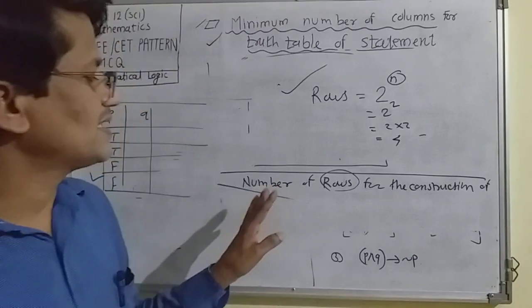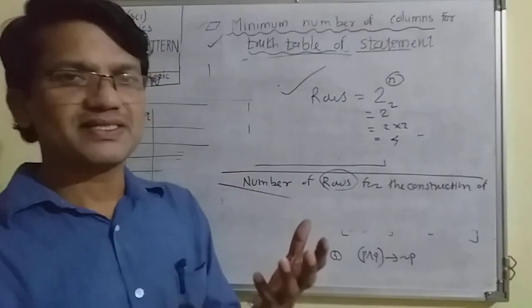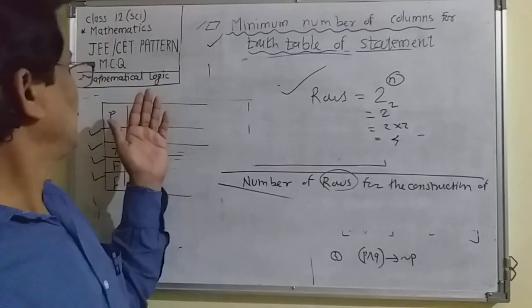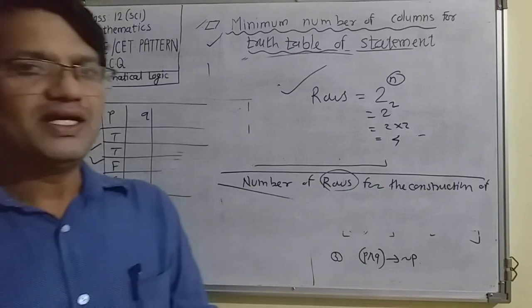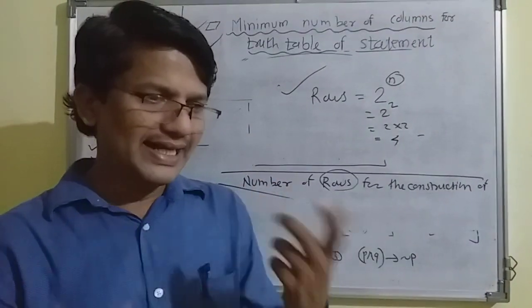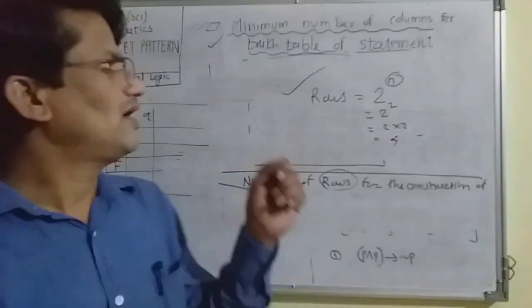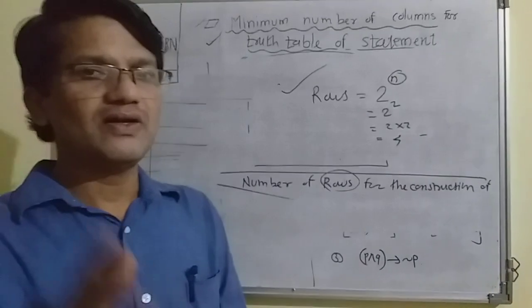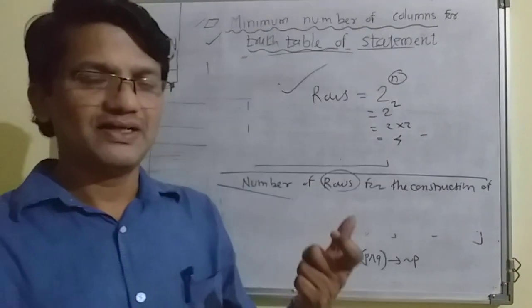Thus we have seen some more types in this video, that is JAA pattern MCQ. In the next video we will see another type of example on the same mathematical logic, that is JAA pattern MCQ part 3. Okay, thank you.